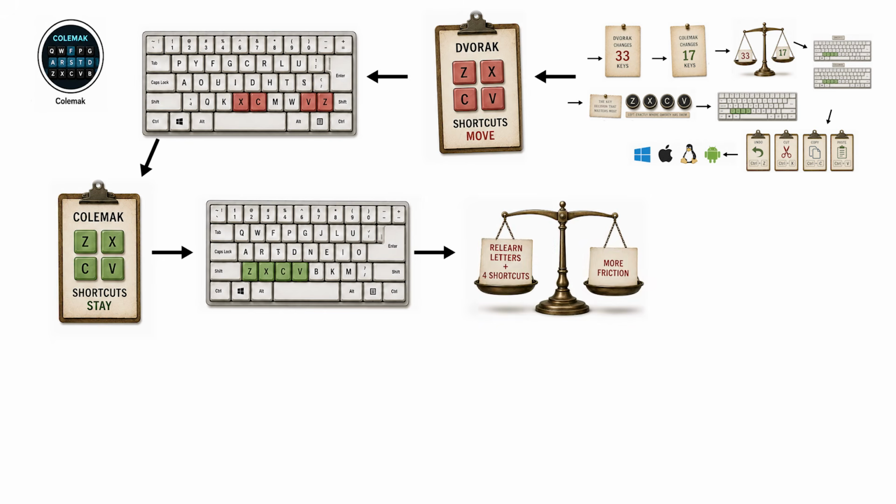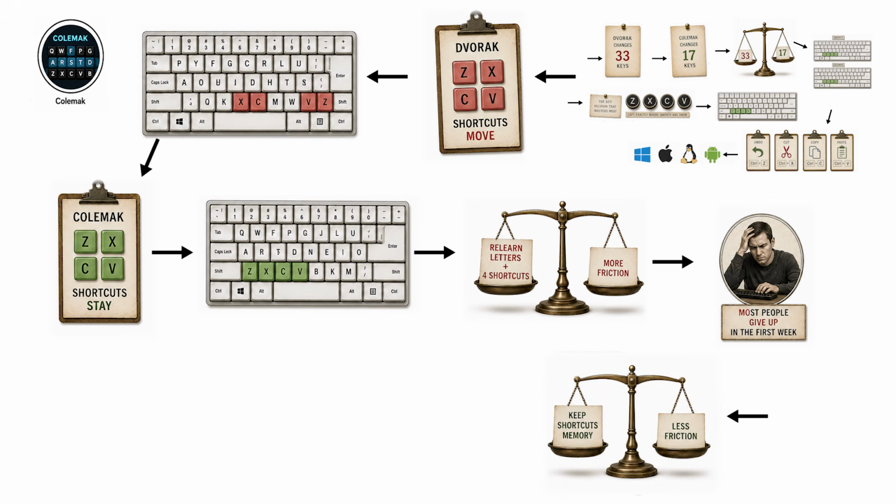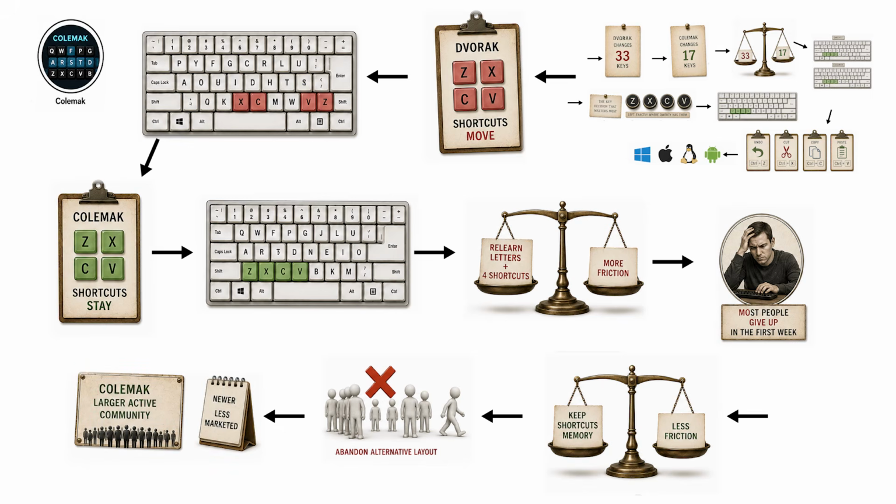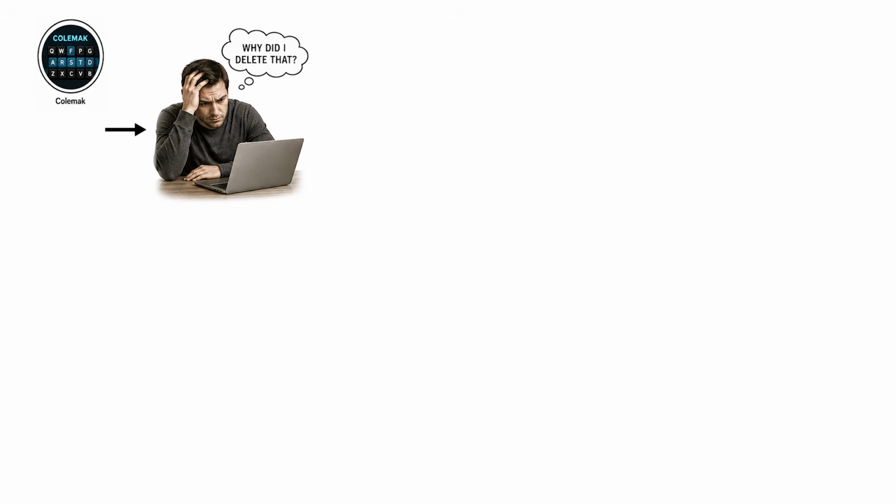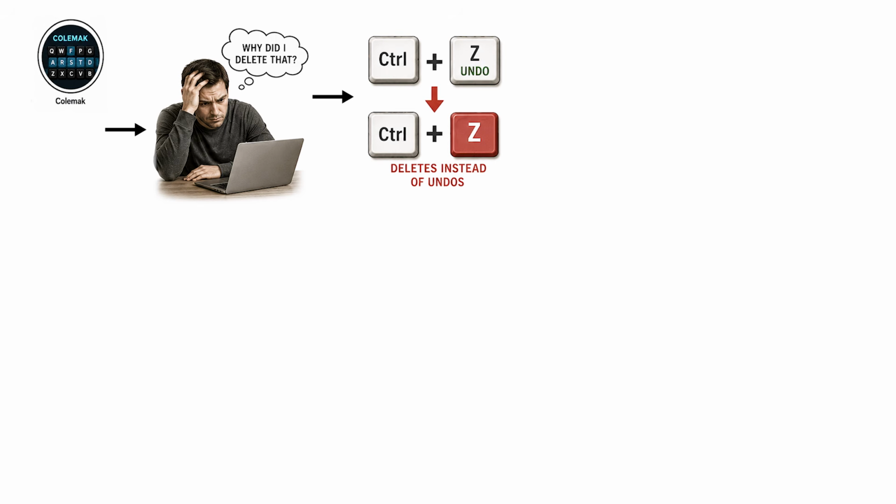This single decision is most of the reason Colemak has a meaningfully larger active community today than Dvorak, despite being newer and far less marketed by comparison. It removes the specific friction point that makes most people abandon an alternative layout within their first week of trying it: People don't quit because the letters moved. They quit because they keep accidentally deleting their work instead of undoing it.